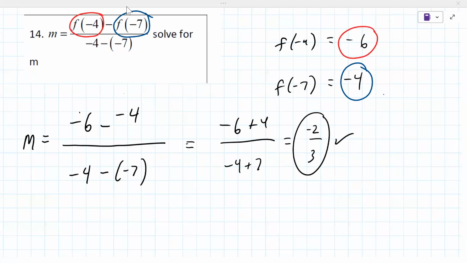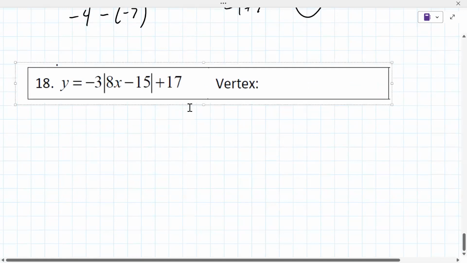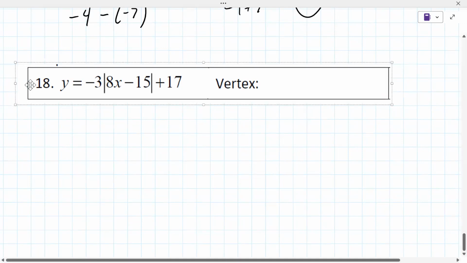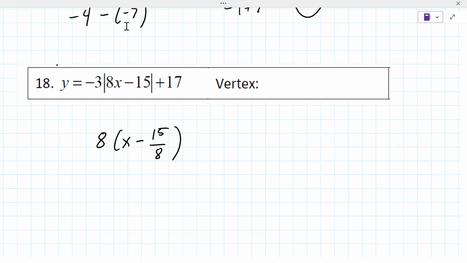I'm skipping 15, 16, 17. They're important. They're just not related to anything we've done today. So we might want to just, I can't start something new here in the last 3 minutes. There's two ways to do this vertex problem. One of the issues here is that the part inside parentheses, it's not an x, it's got an 8x. So option one is to factor that 8 out of both the x and the 15/8. And so your vertex is 15/8, comma 17. That's option number one.